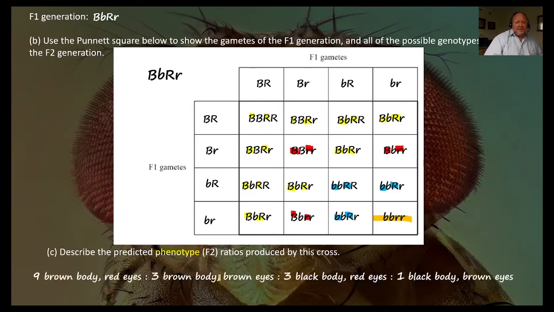So you have to write it out as 9 brown body red eyes, 3 brown body brown eyes, 3 black body red eyes, and 1 black body brown eyes. You have to write the words. If you don't have the words and only the numbers, you will not get your mark. Now, in this case, they were quite strict, so they only gave an achieved for all of that work and another achieved. But lo and behold, you only needed 3, so you have already got an A4 at this stage if you have all of those, which is really simple.